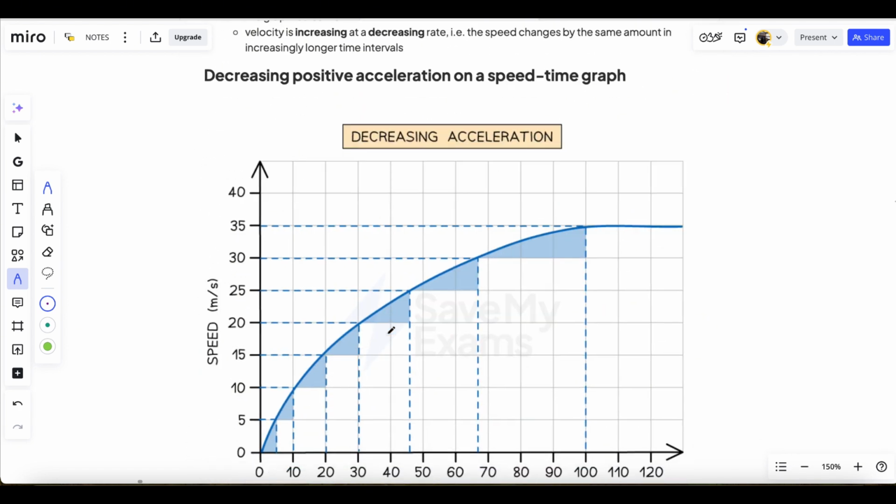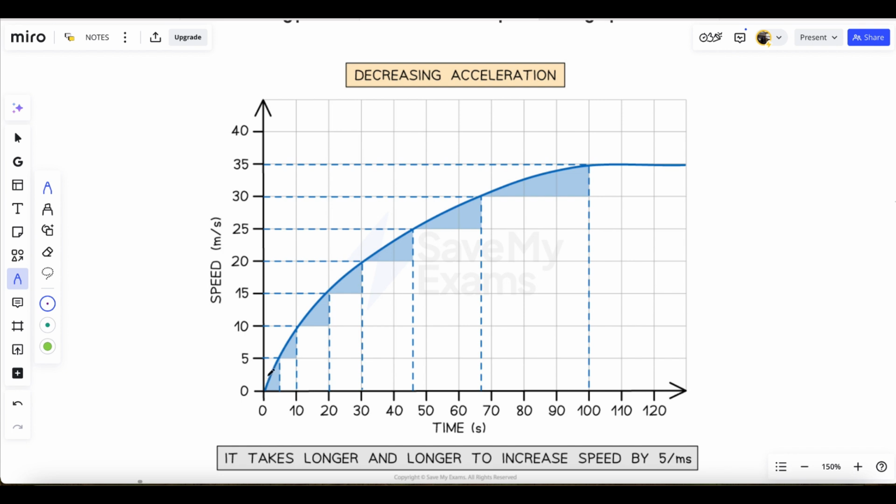Now decreasing acceleration is when the curve rises higher and then starts to come down like this. This is a decreasing acceleration in a speed-time graph. So whenever we have a curve like this, it's called decreasing acceleration.